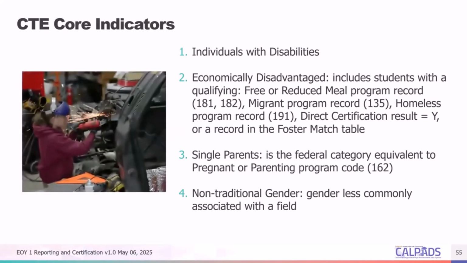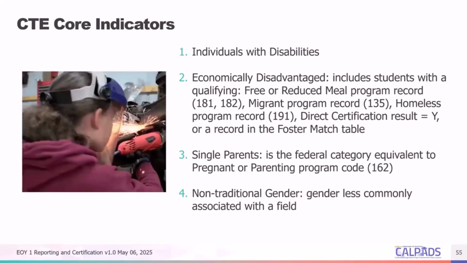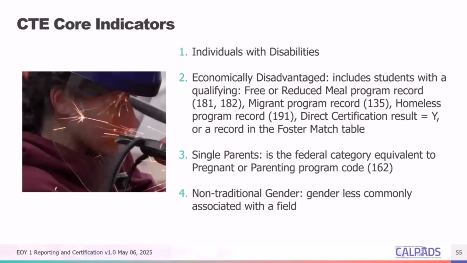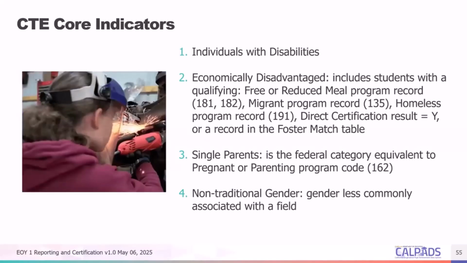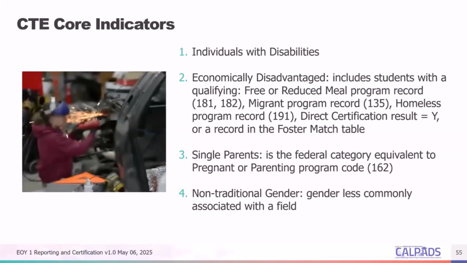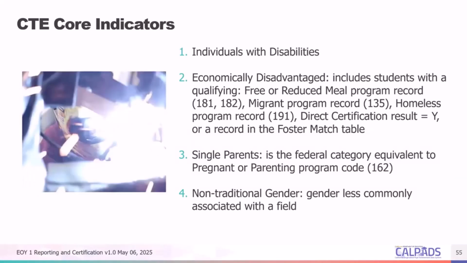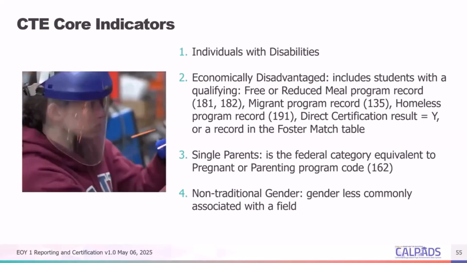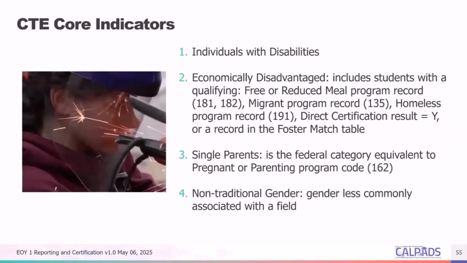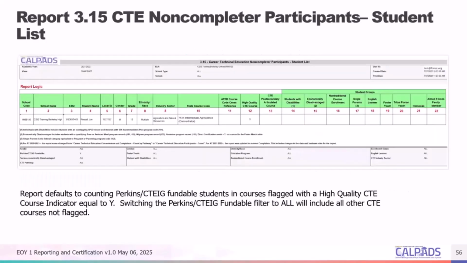And then a non-traditional gender, a gender less commonly associated with a field. So traditionally, nursing is a female dominated field, right? All the male students in a nursing CTE program would be non-traditional gender. Likewise, construction and automotive work are male dominated fields. As you see in this image, you have a young lady welding. She would be non-traditional gender. So that information is taken as well.